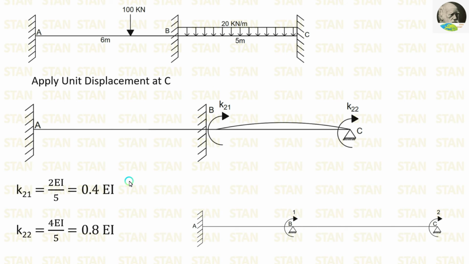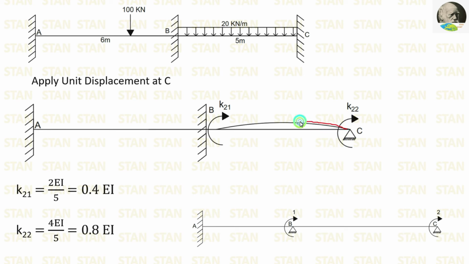Now let us calculate the second row in the stiffness matrix. For that, we have to apply the unit displacement in the second coordinate, that is the point C. In the point C, we are having a fixed support, but when we apply the unit displacement, it is no longer a fixed support, it becomes a hinged support.